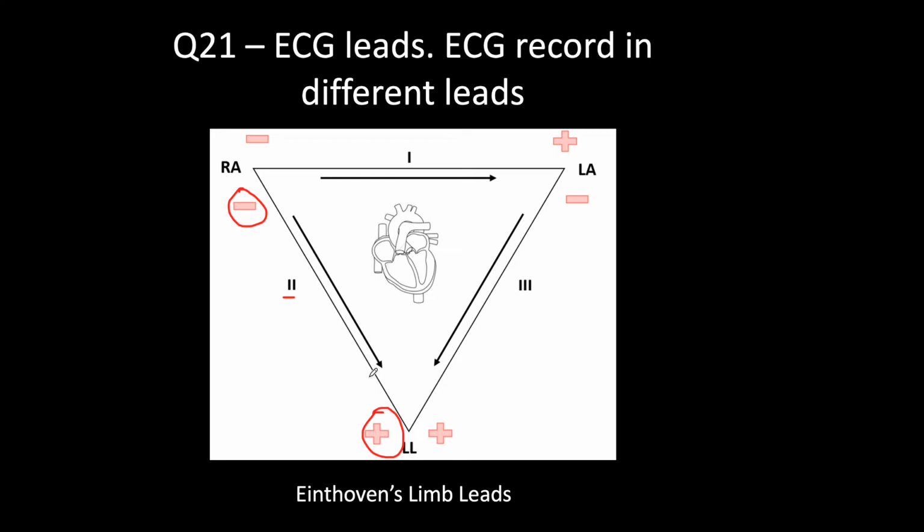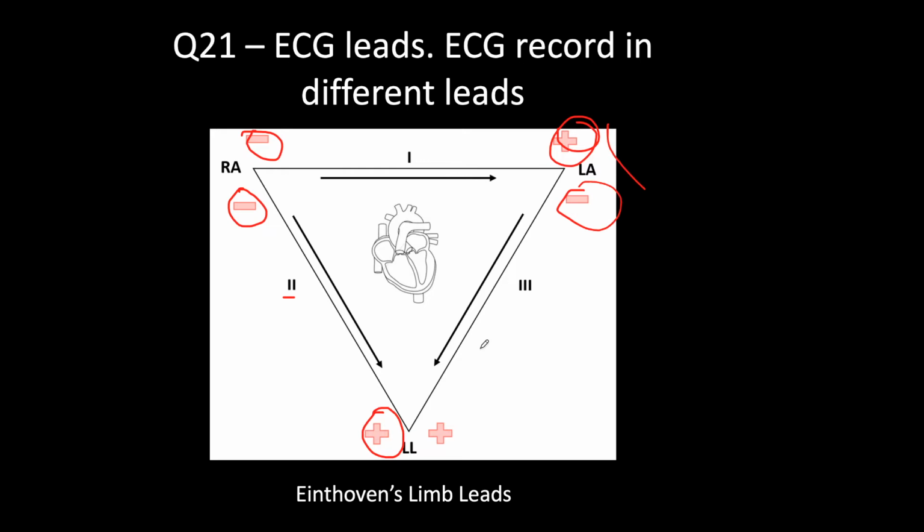Whereas if you place a negative electrode on the right arm again and then a positive electrode on the left arm, you'd be looking at the heart from a lateral left view. Because imagine if you had your eye here, the energy is coming towards you, wave of depolarization coming towards you. So you now have a view of the heart from this direction. And then again, negative electrode here, positive electrode here.